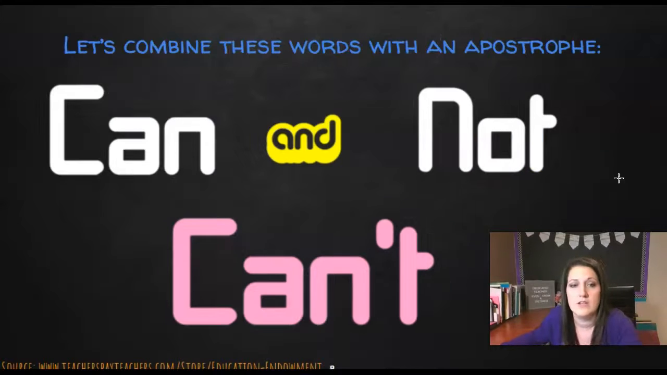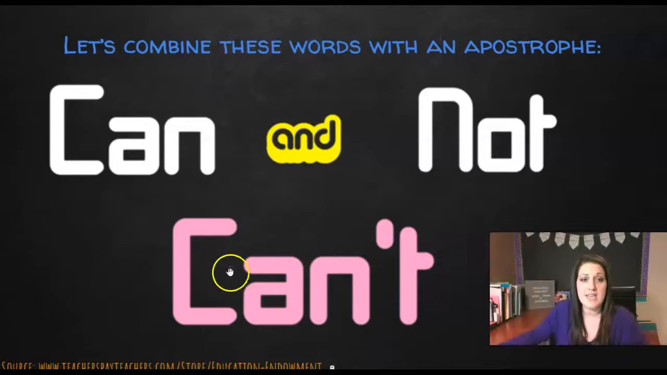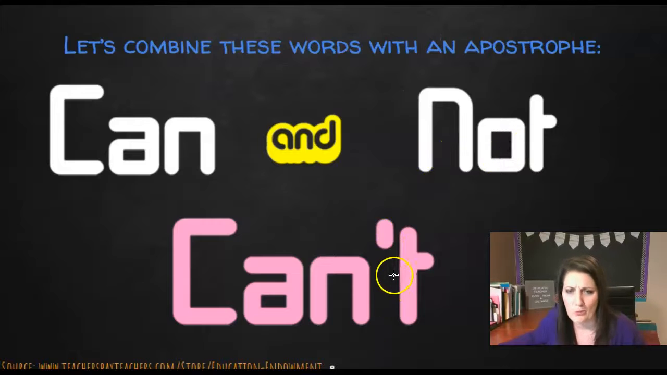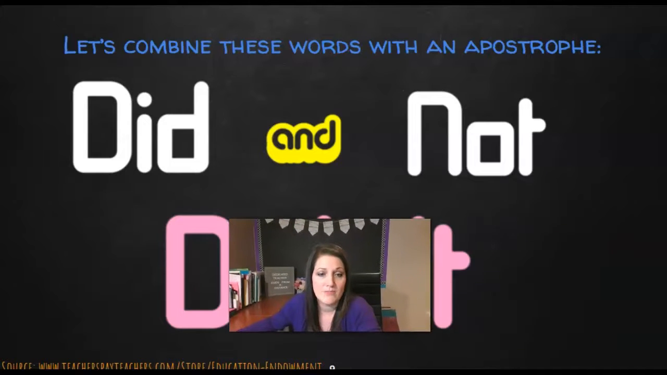Next one. Can and not. That's the one I just showed you on my board. You have the C, the A, the N. We got rid of the extra N and the O, replaced that with an apostrophe, and then left the T. That is a weird looking T. It needs another line on the other side. So cannot becomes can't.